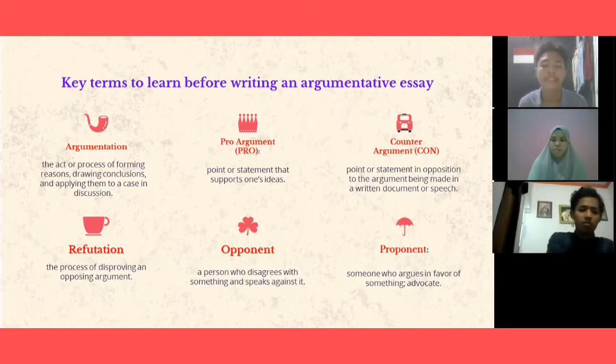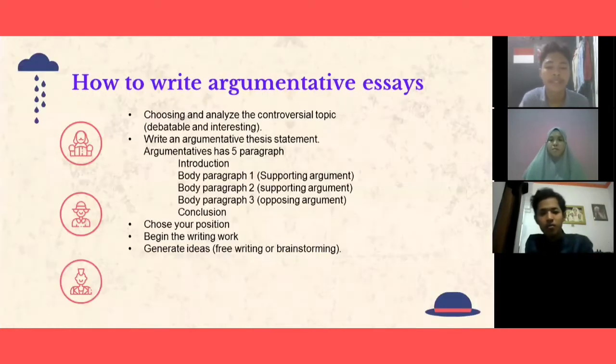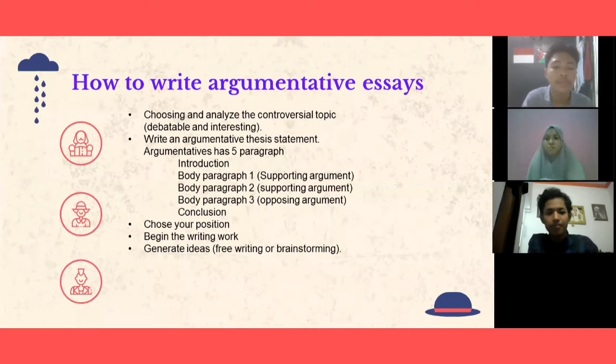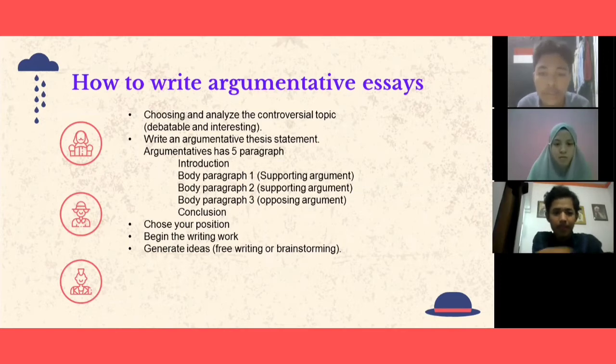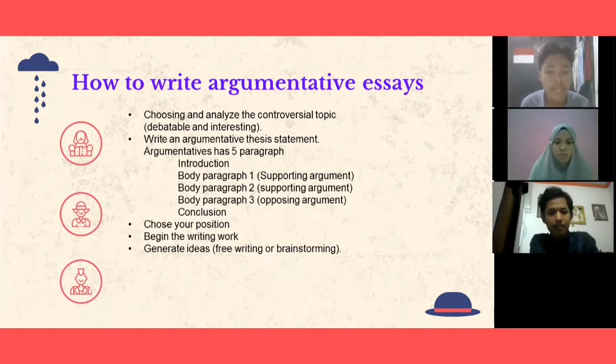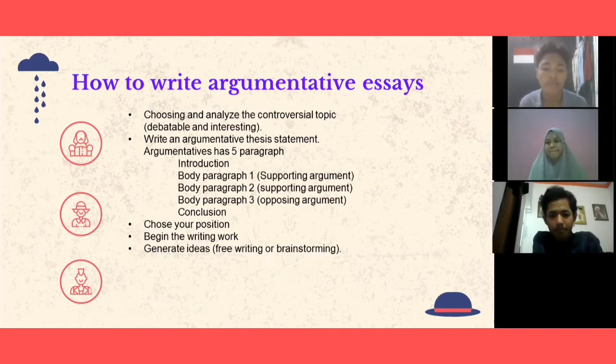Okay, next. How to write an argumentative essay. The first is choosing and analyzing a controversial, debatable, and interesting topic. Second, write an argumentative thesis statement. An argumentative essay has 5 paragraphs. First is the introduction, body paragraph 1, supporting argument, body paragraph 2, supporting argument, and body paragraph 3, opposing argument. And the last is the conclusion.